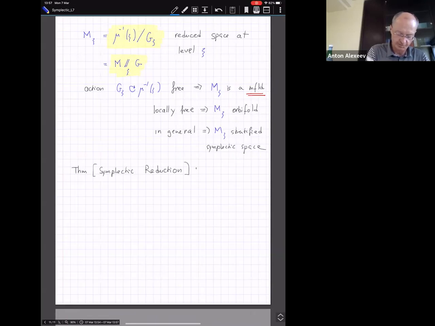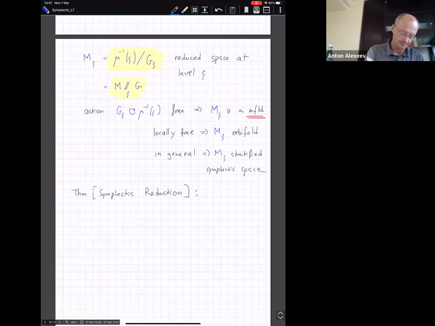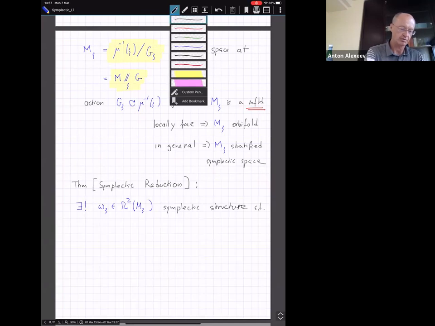So the symplectic reduction theorem says the following. There is a unique symplectic structure on the reduced space such that the following holds true.